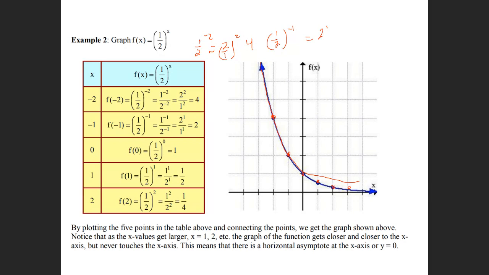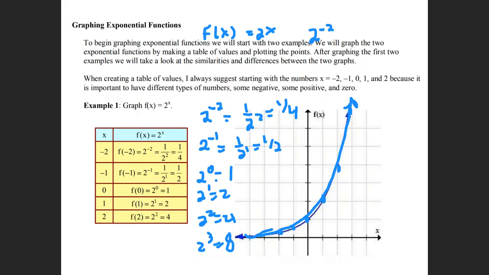Make sure you do some positive and some negative values, because it's going to help. Now, I want you to notice the difference between the two graphs. One graph is coming down. This is called exponential decay. I'll talk a little bit more about that later. And the one that goes up is called exponential growth. Okay, I'm going to use my marker.